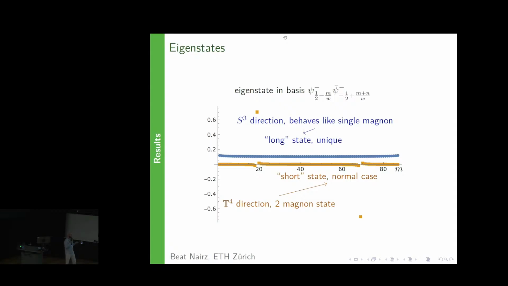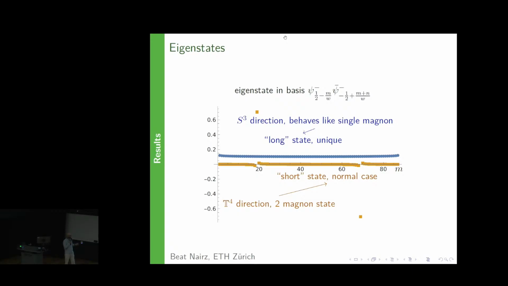They evade the off-shell algebra analysis from before because they combine all of the states together. On the other hand, the short states behave like a 2-magnon state of the T4 directions. So this is our interpretation: from the eigenstates, we can see these geometric directions emerge.